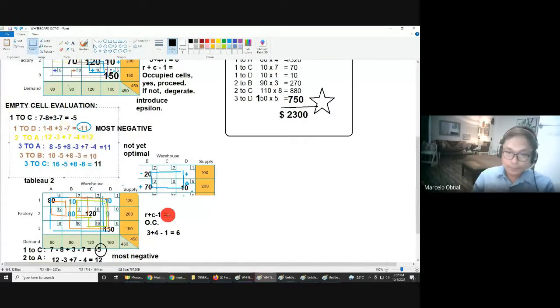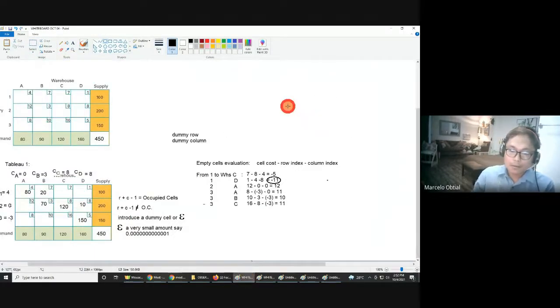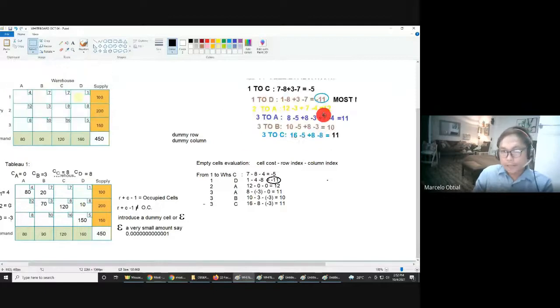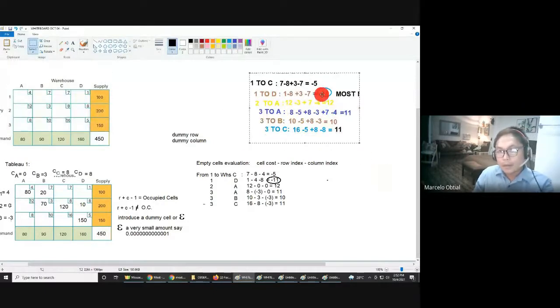This was solved last time using the long method. Negative 5, correct. Negative 11, correct. 12, 11, 10, 11. Okay? That's the beauty of algorithm. Pareho siya. But it's a shortcut method.